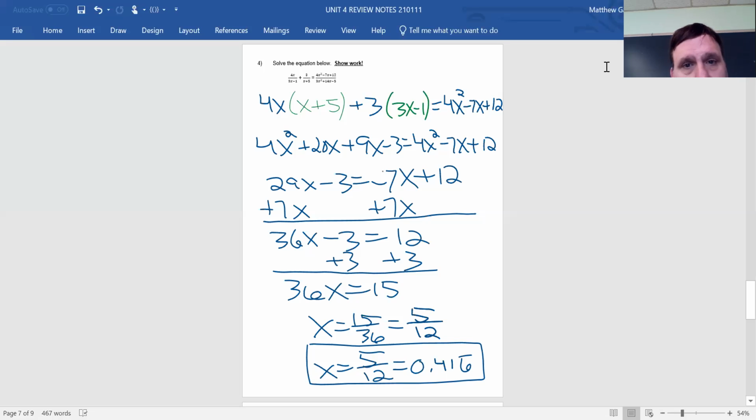Okay, question 4. Answer is 5 over 12. 15 over 36 reduces to 5 over 12, which I didn't round on this. I just said 0.416 repeats, the 6 repeats. So if I round it to the nearest thousandth, it's 0.417. Not a big deal here. So just kind of review everything step by step.